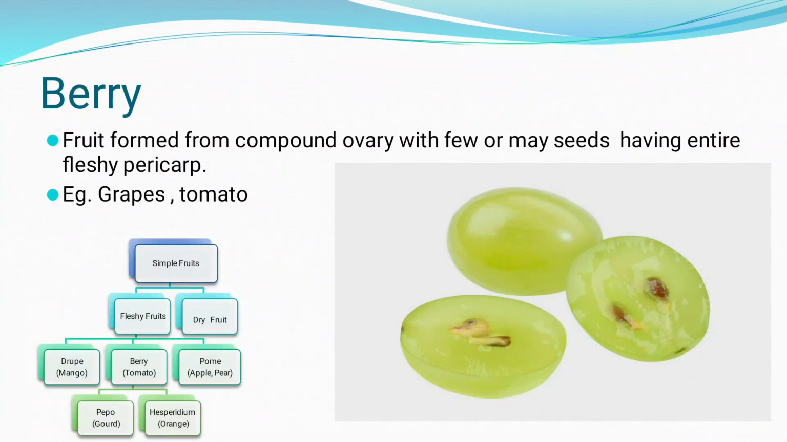So now there is a second class from fleshy fruits, that is a berry. So the fruit formed from compound ovary with two few or many seeds having entire fleshy pericarp. So the fruits having entire fleshy pericarp, and it is also prepared from a single ovary called as berry. So in short I have given the classification. It will be helpful for you. So the examples are grapes, tomatoes.